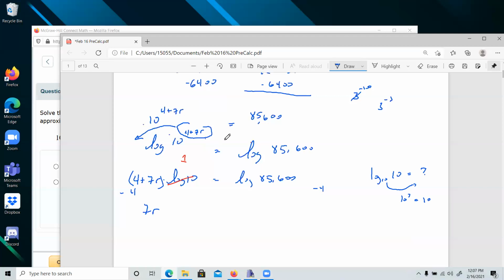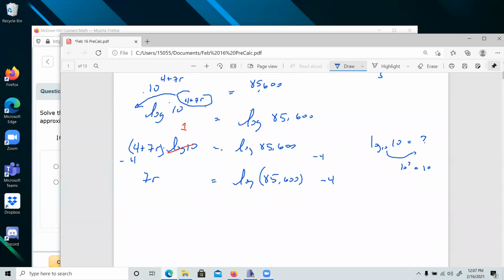So I kind of jumped the gun there a little bit. Okay, so we have 7r is equal to log of (85,600 minus 4). If you want to put parentheses around that because you want to make sure that people know that it's the log of 85,600 and then the 4 is a little bit separate, that's okay.